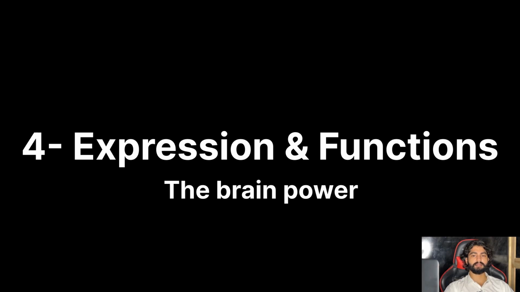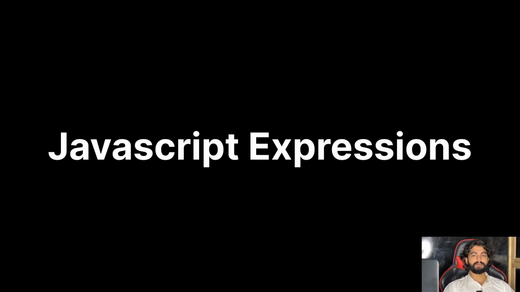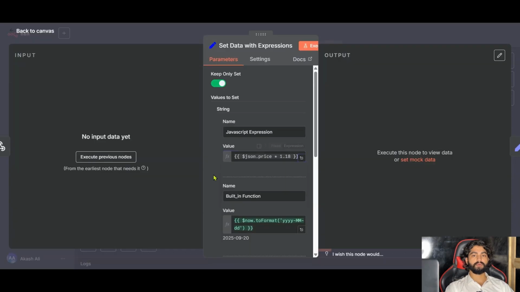expressions and functions, the brain power. All right, time to talk about the brain power behind the beauty: expressions and functions. This is where N8N goes from pretty workflow builder to holy moly, this thing is actually intelligent. JavaScript expressions are like giving your workflow a PhD in data manipulation. You can transform, calculate, and manipulate data in ways that would make a mathematician weep tears of joy.